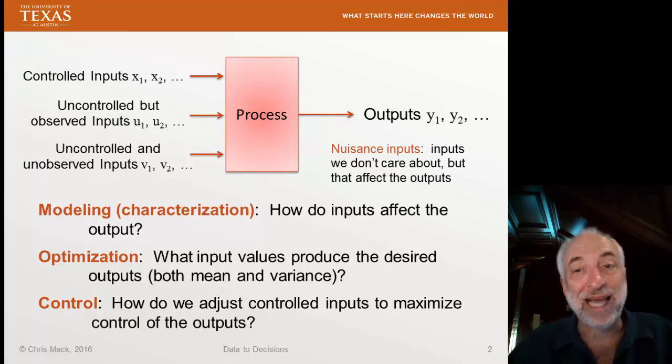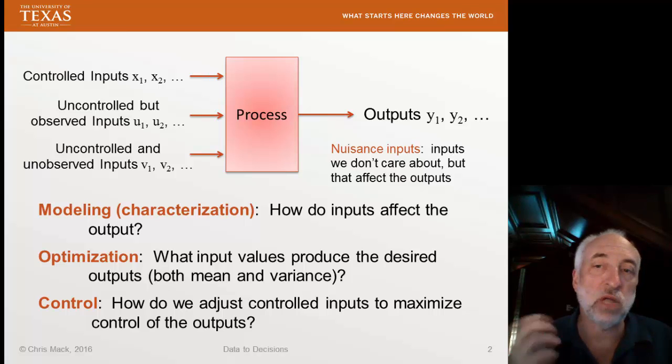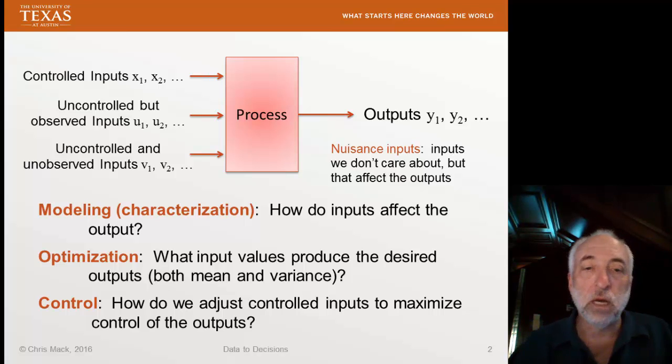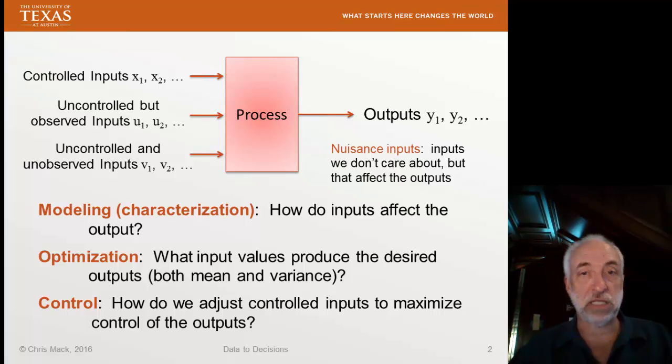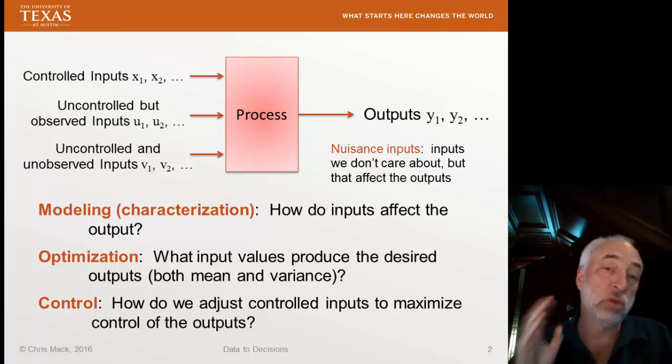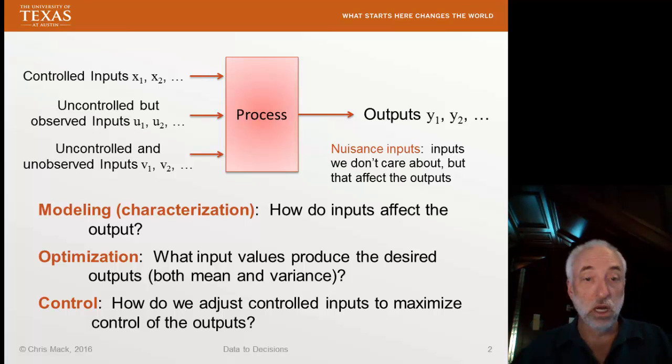How we deal with these three classes of inputs depends on what our goals are for the experiment. One goal is modeling or characterization. We want to simply understand the process. How do inputs affect outputs? But another possibility, especially in processes involved in, say, manufacturing, is that our goal is to optimize. We want to optimize the process so that we get the output that we want. What input values produce the best properties of my output? Usually both the mean, hitting the mean properly, and reducing the variance about that mean.